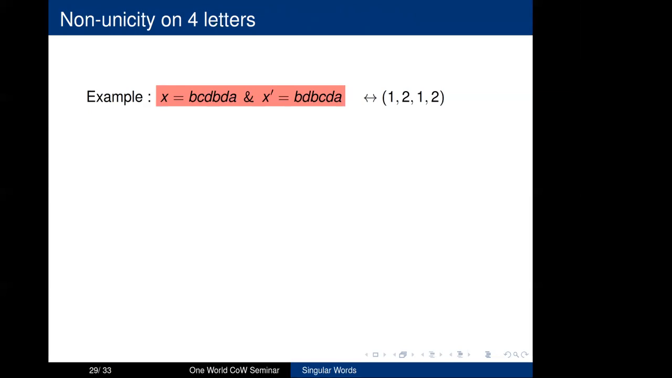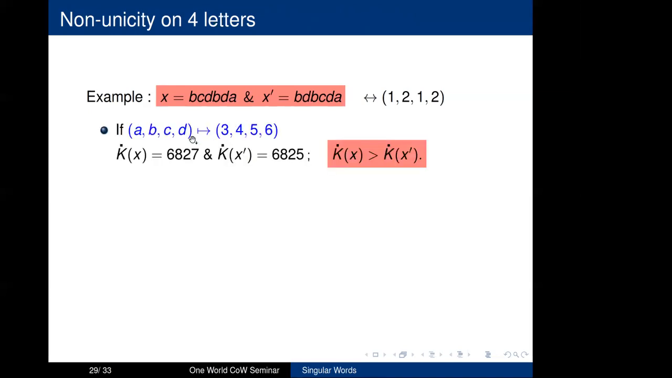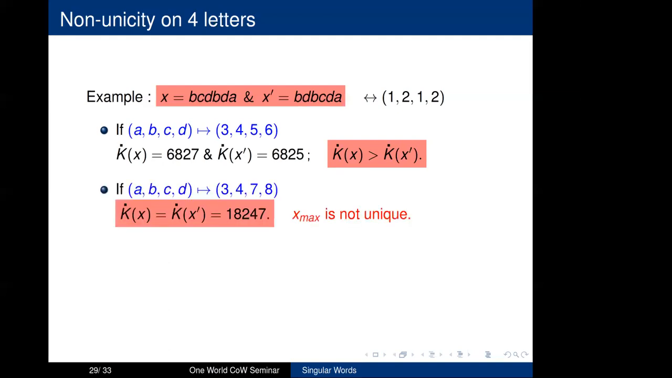So let's check it out. If I take the assignment A, B, C, D equals 3, 4, 5, 6, I find that K dot of X is bigger than K dot of X prime. So the maximum happens at X. Okay, let's try a different assignment. Let's take the assignment 3, 4, 7, 8. In this case, I find that the maximum occurs at both X and X prime.